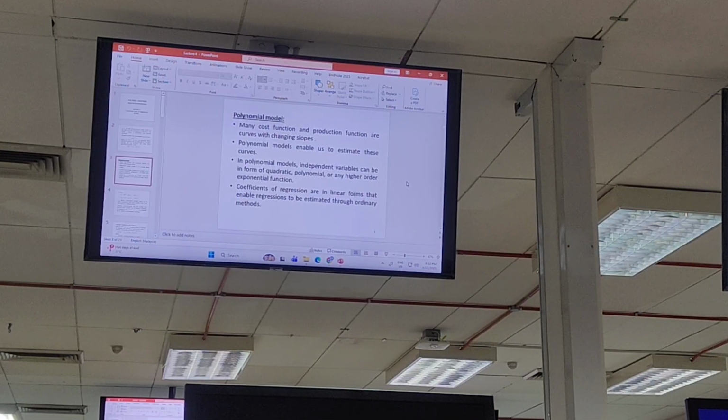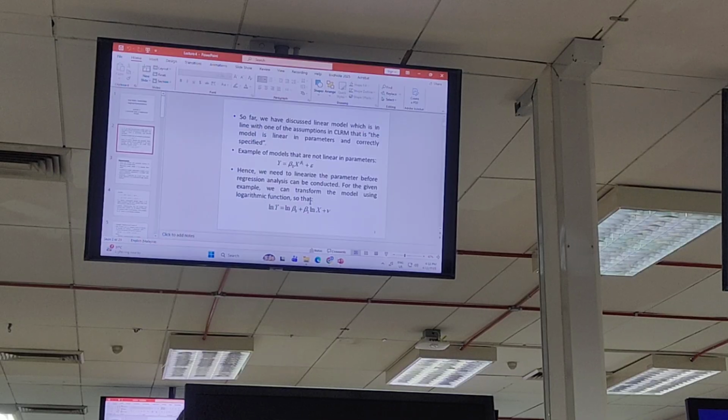Okay, so the polynomial model. This is one of the alternative models to the linear model that we used before. The linear model is a straight line. This one is the double log. So you have y equal to beta 0 plus beta 1 x1 plus beta 2 x2 and so on. That one is the linear model.